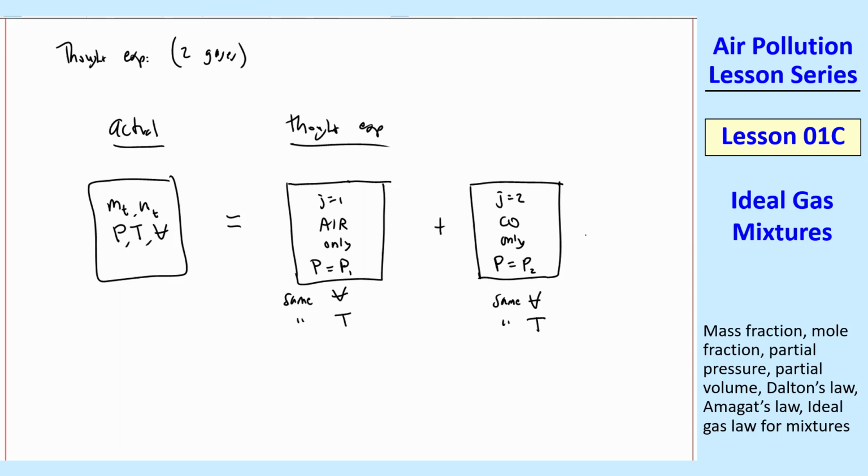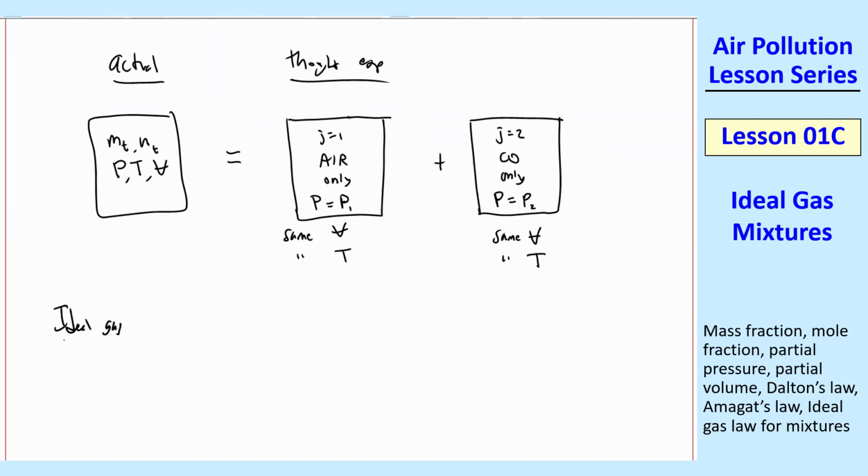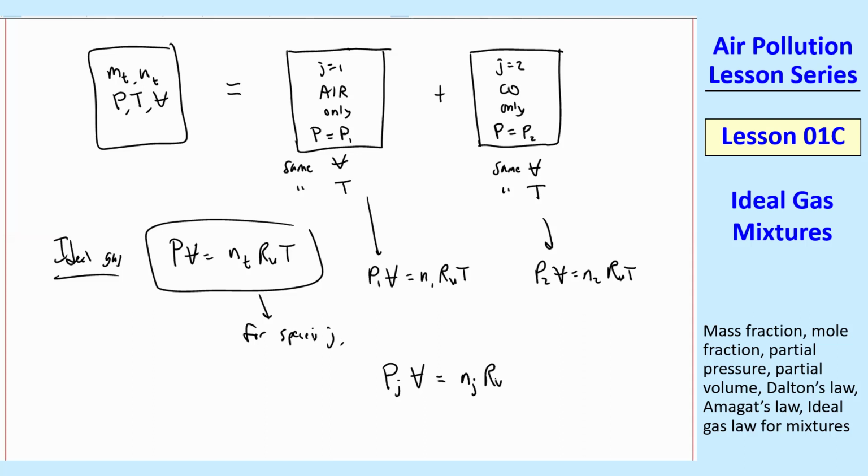Put it in another identical tank, making sure the volume and the temperature are the same, and that is the partial pressure of the CO. So again, we can do an ideal gas relationship for the total: PV equals NT RT. But now we can write this one as P1V equals N1 RT, and this one as P2V equals N2 RT. So for species J, in general, PJV equals NJ RT. That is the ideal gas law in terms of partial pressures due to Dalton's law.